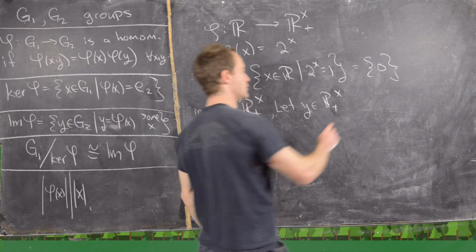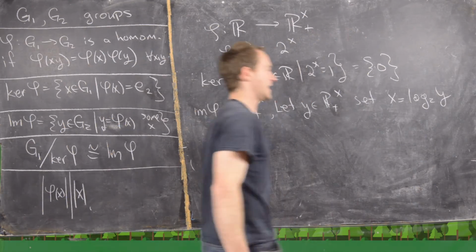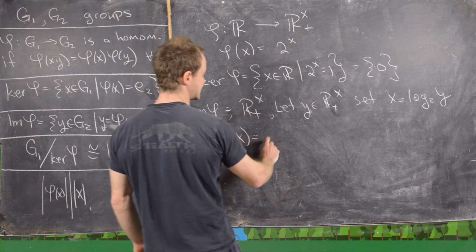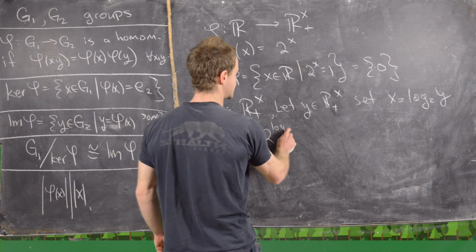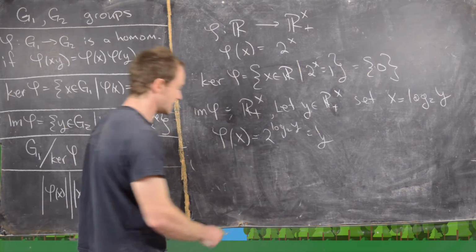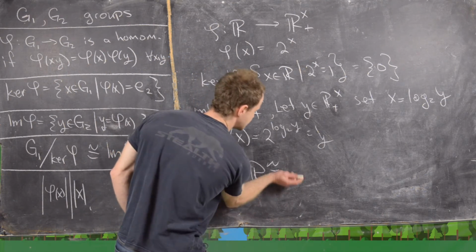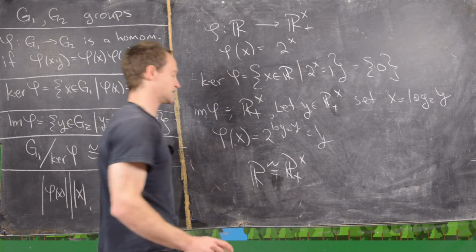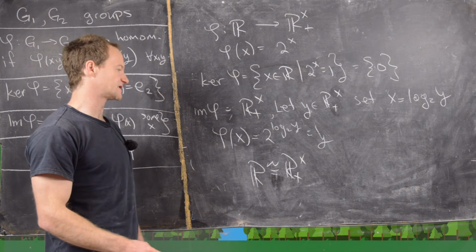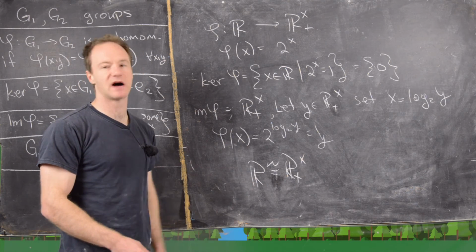And then maybe we'll set x equal to the log base 2 of y. Then notice that phi of this value of x is going to be 2 to the log base 2 of y, which is y, so that means this thing is onto. So what that tells us is that the additive group of real numbers is isomorphic to the multiplicative group of positive real numbers. Notice we did not prove that it's isomorphic to the whole group of non-zero real numbers under multiplication, but just the positive ones.